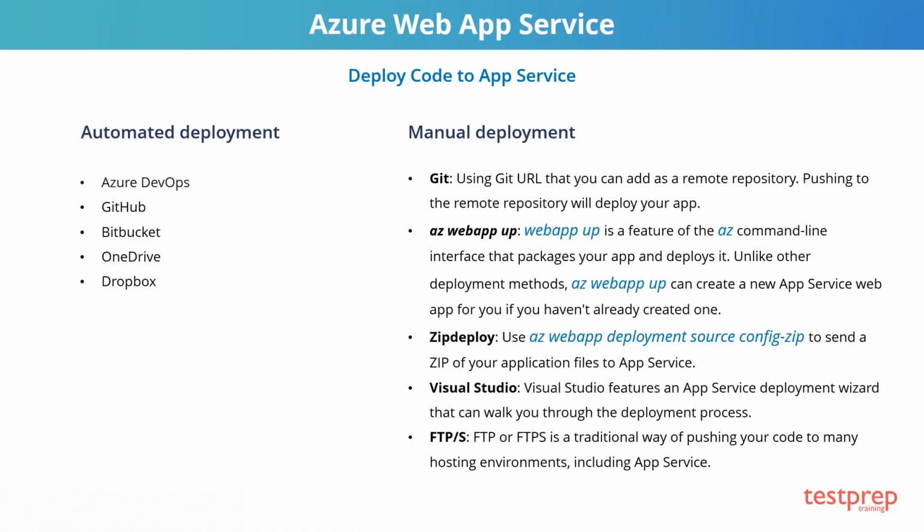The other methods for deploying an app on Azure App Service can be divided into automated and manual deployment methods. You have several options available, like GitHub, Dropbox, Visual Studio, pushing through FTP, etc.